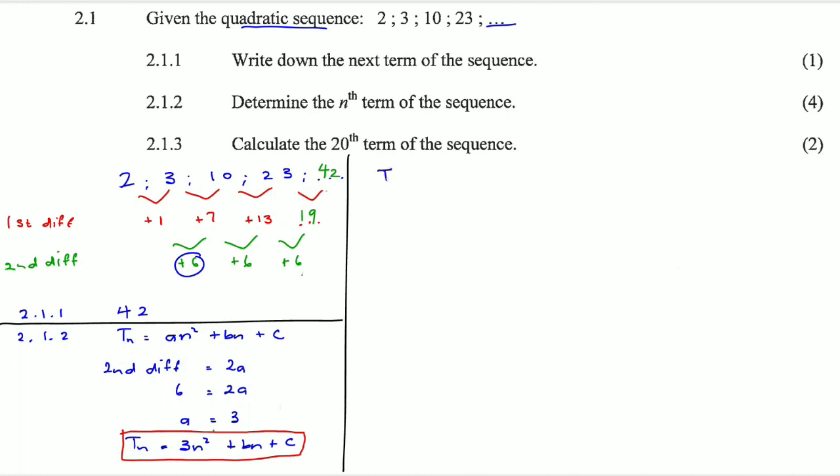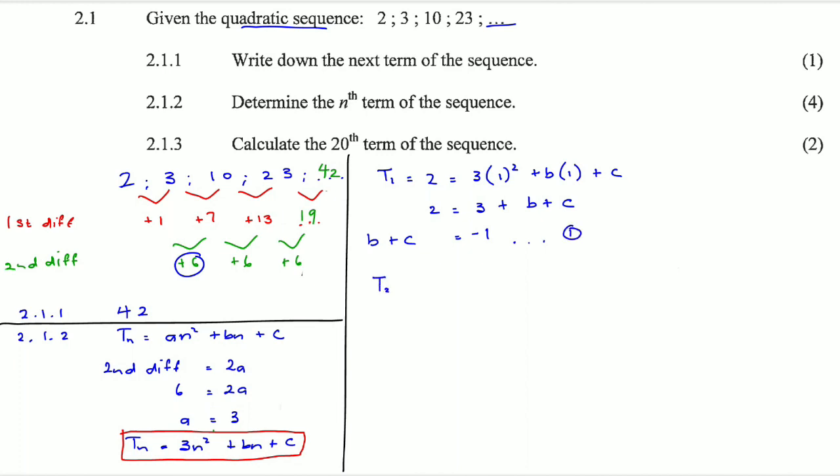Term 1 is equal to, and the value of term 1 is 2. Term 1 is equal to 2, which is equal to 3n squared, 3 and n squared is 1 squared, plus b times n, which is 1, plus c. So 2 is equal to 3 plus b plus c. We'll write b plus c on the left, and that's equal to 2 minus 3, which is minus 1. And we'll call this equation 1.